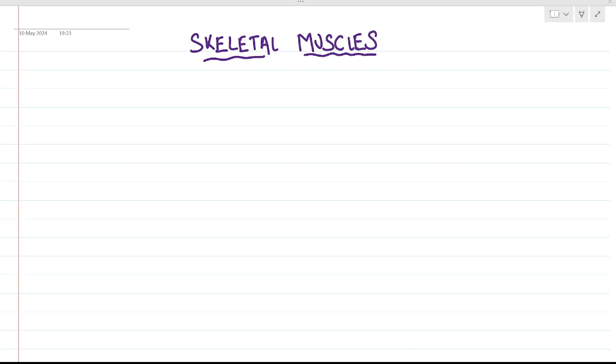Welcome back, guys. Today we are going to discuss this topic in physiology of skeletal muscles. Previously we have discussed the nerve cells, the characteristics of nerve fibers and their classification and also their injury. Now today we are going to move on to skeletal muscles. So we are going to start skeletal muscles with some basics.